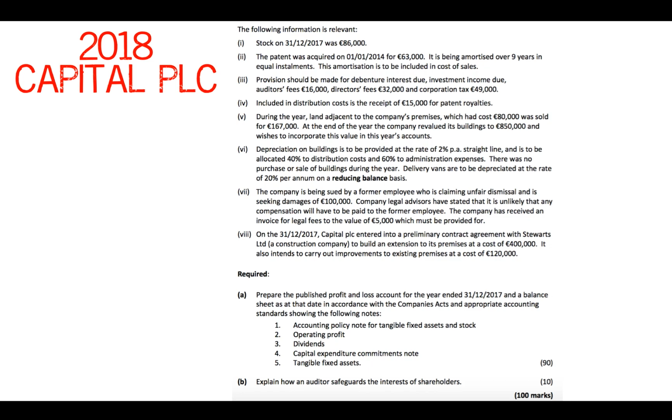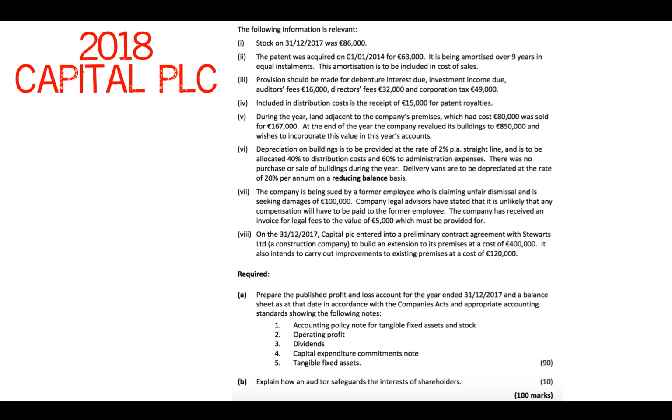this year's accounts. Number 6, depreciation on buildings is to be provided at the rate of 2% per annum straight line and is to be allocated 40% to distribution costs and 60% to administration expenses. There was no purchase or sale of buildings during the year. Delivery vans are to be depreciated at the rate of 20% per annum on a reducing balance basis.